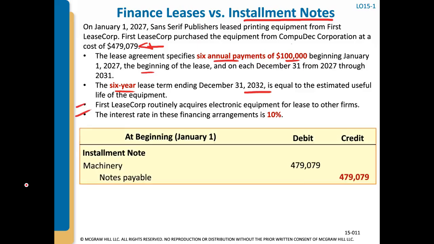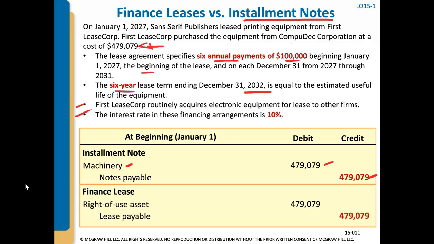If I had an installment note, I would debit my asset, machinery, for the value of the asset, and credit notes payable. It'd be basically what I'm paying for it. Same thing with a finance lease, except the accounts are different. We're going to call it right of use asset, because the lessor is giving me the right to use that asset, but it's still going to be at the present value of the 6 lease payments. And then I have this liability of a lease payable for $479,000.